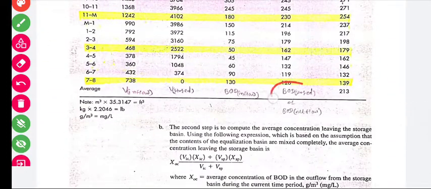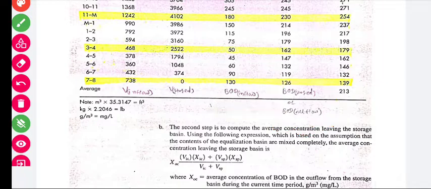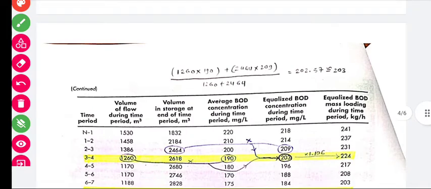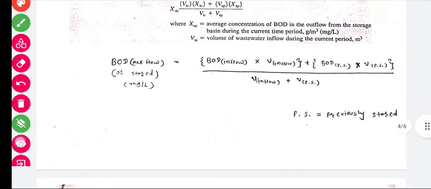See, this is what I have written. This is BOD inflow, given in the question. This is BOD stored or BOD outflow. That is what we have to calculate, and this is very important. So how are we going to calculate it? I have provided you the simplified equation.